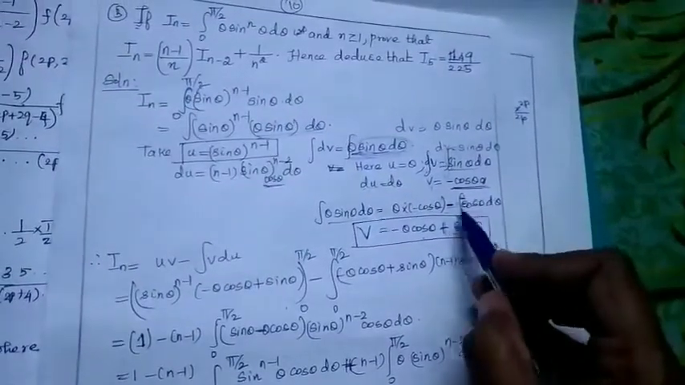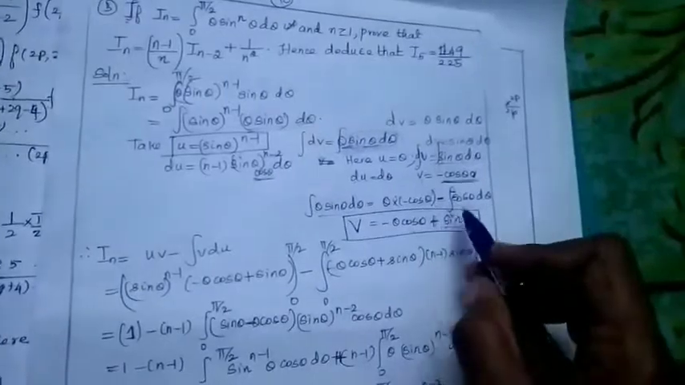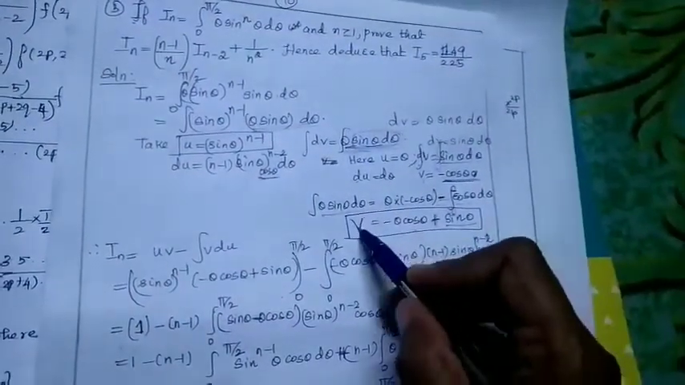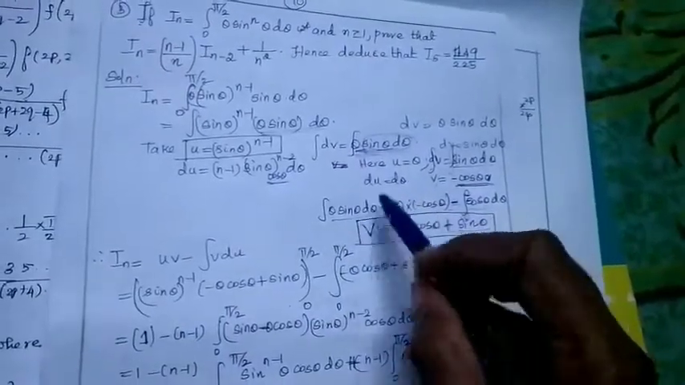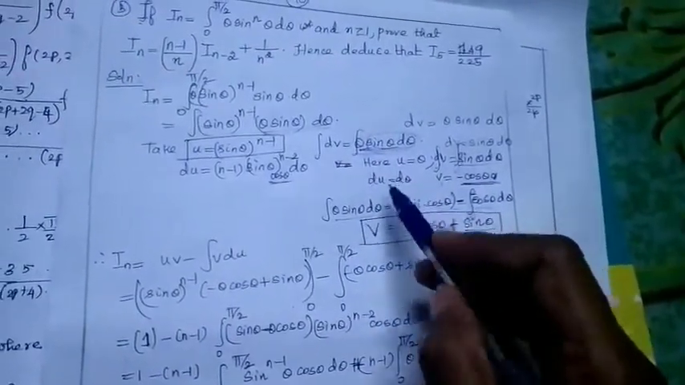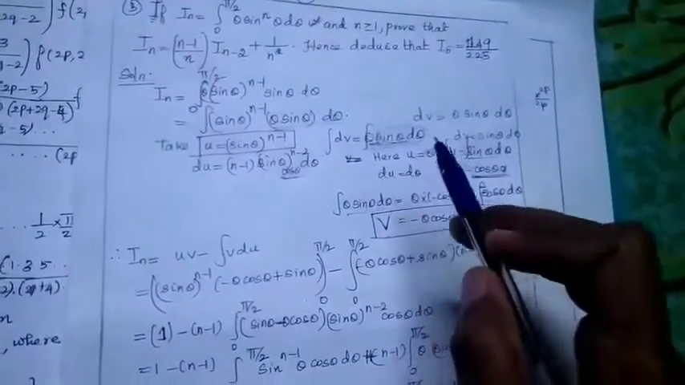You should be thorough with the formulas, otherwise you will get some changes in the sign also, right? Integral of cos theta is sin theta only, right? So this is what our V is. To find that V, again inside this we are using the u dv formula, right? This is the thing you have to remember in this problem.